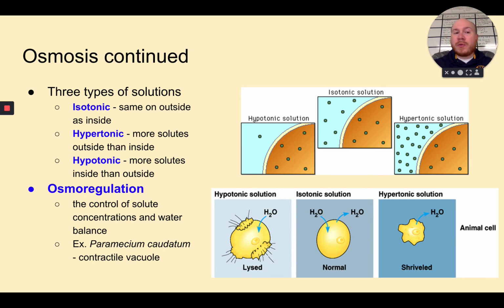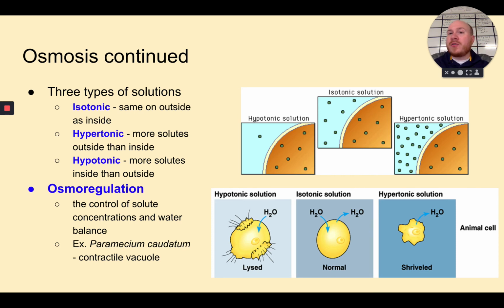Now, cells have to do what's called osmoregulation. It's the control of solute concentrations and water balance. Some organisms have a specialized organelle that helps them do this. Paramecium have this tiny little vacuole inside of it. It looks kind of like a star when we look at diagrams of them. And it's a contractile vacuole. And it allows it to force water out of its body. It lives in a freshwater environment, which means that water is constantly trying to get into the cell to spread its solutes out. And so what the paramecium does is it constantly pumps water out of its cell. So that's a really cool example of osmoregulation.